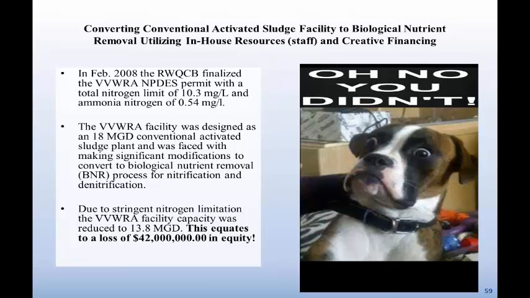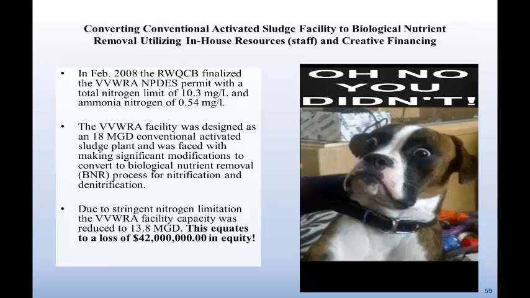In February of 2008, the Regional Quality Control Board finalized our NPDES permit with a total nitrogen limit of 10.3 milligrams per liter and an ammonia nitrogen limit of 0.54 milligrams per liter. Now, in some of the other presentations I have seen other facilities with much more stringent limits, but for us it was quite a challenge since this facility was designed as a conventional activated sludge plant. Our facility was designed for 18 MGD of conventional activated sludge. And these limitations were based on anti-degradation analysis of the Mojave groundwater basin, which indicated a trend of increased nitrates in groundwater.